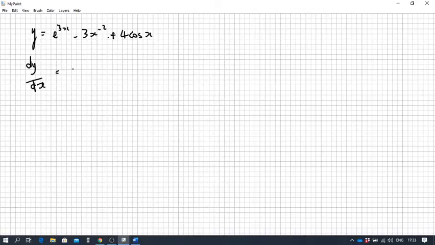So we know e to the power of kx differentiates to k times e to the power of kx, so we have 3 times e to the power of 3x. Then we have plus 6x to the minus 3 and minus 4 sine x. And we'll need to make the substitution when x equals 1.